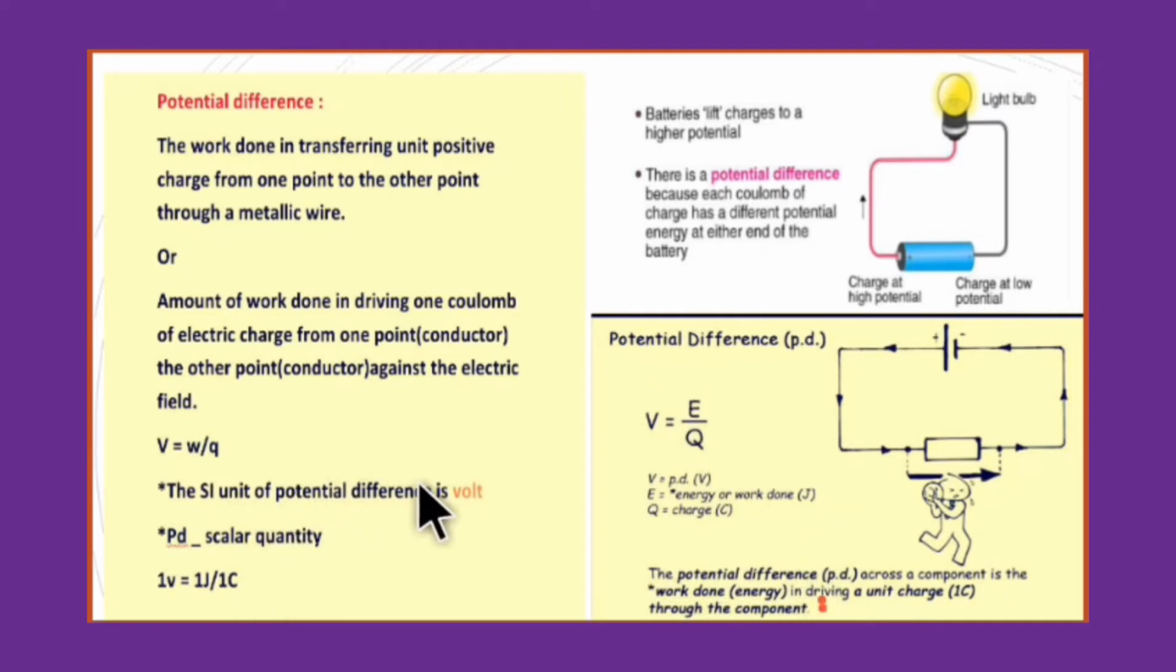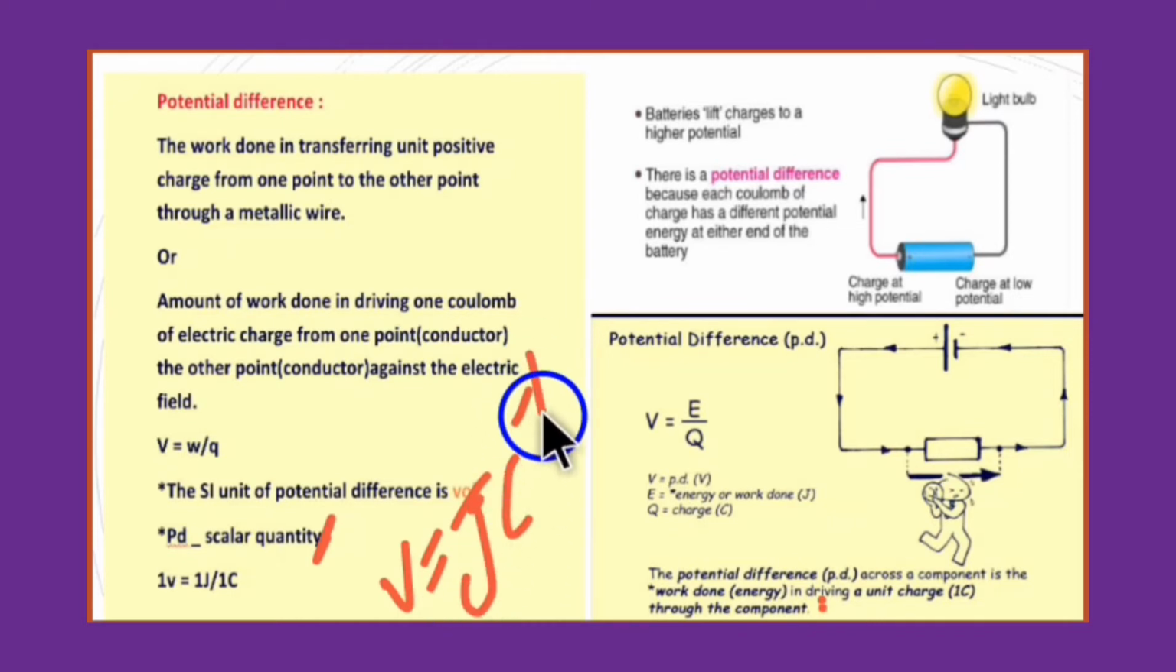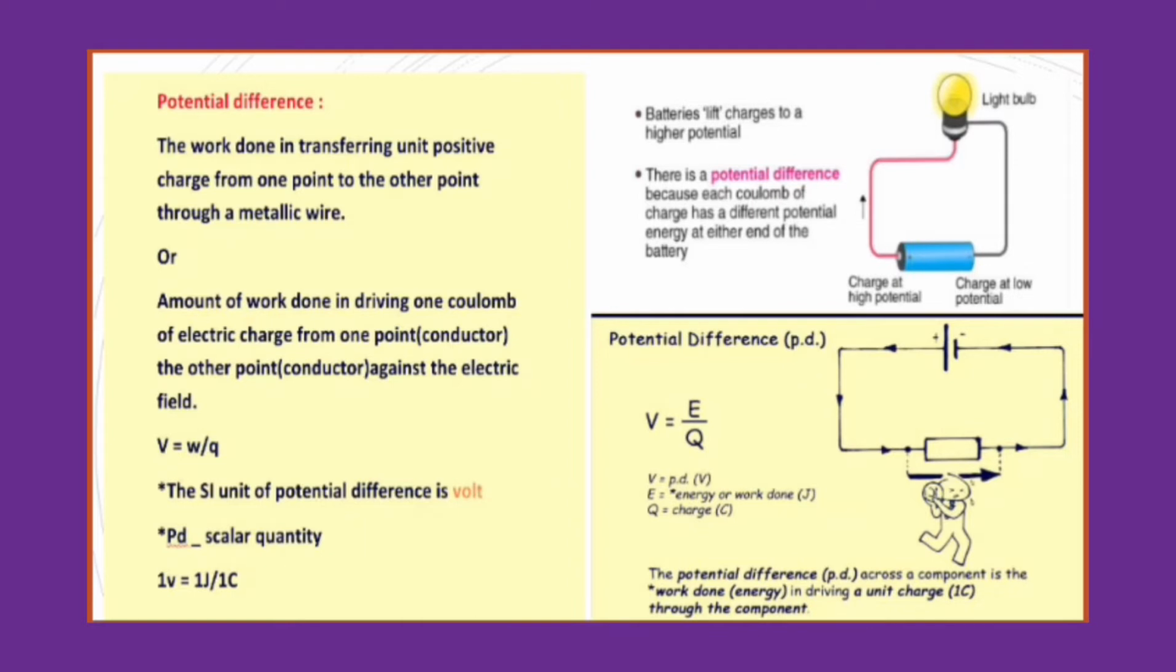And the SI unit of potential difference is the volt, as we know. Potential difference is a scalar quantity. We can write 1 volt is equal to 1 joule per 1 coulomb. So we can also write 1 volt, V, is equal to joule per coulomb, J C to the power minus 1. So the unit for potential and potential difference is the same.